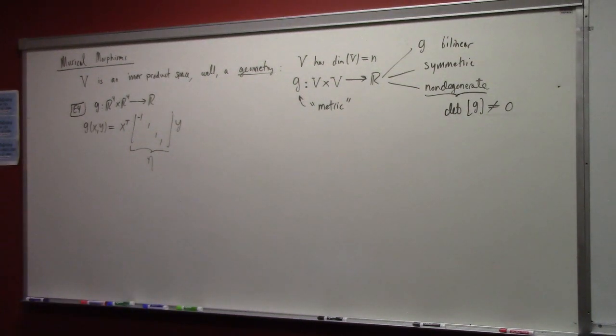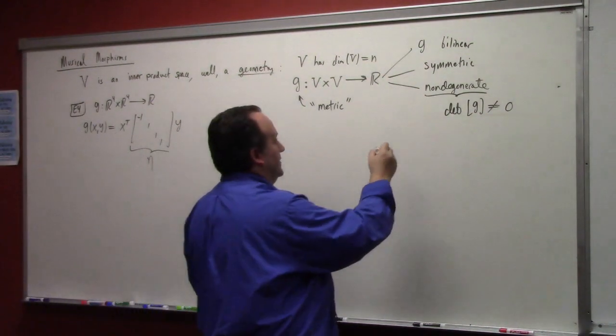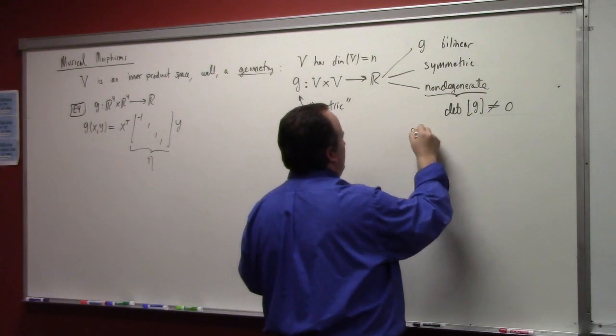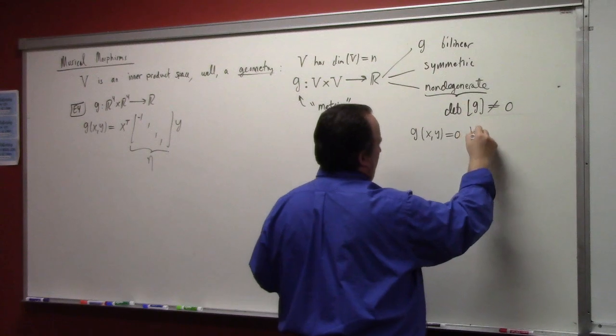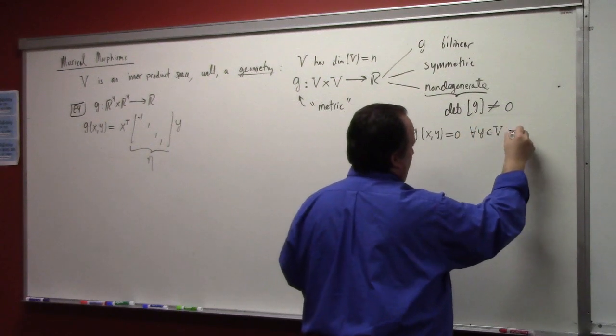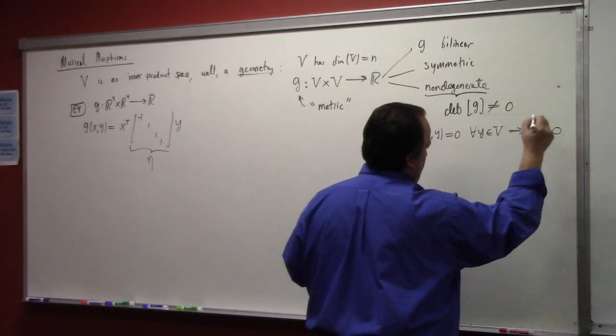Is that what non-degenerate means? Yeah. You could give a more basic definition: it means that if G of x comma y is equal to 0 for all y in V, that implies that x is equal to 0.